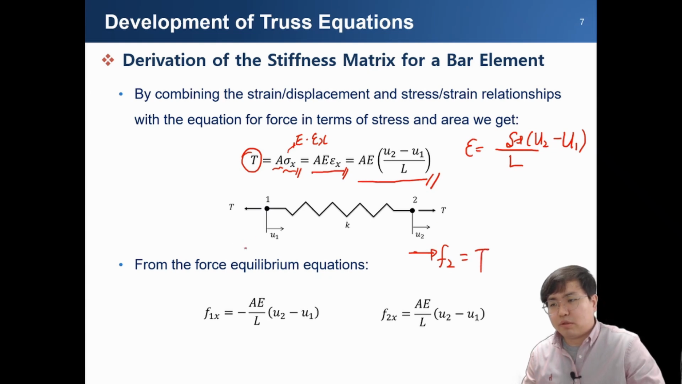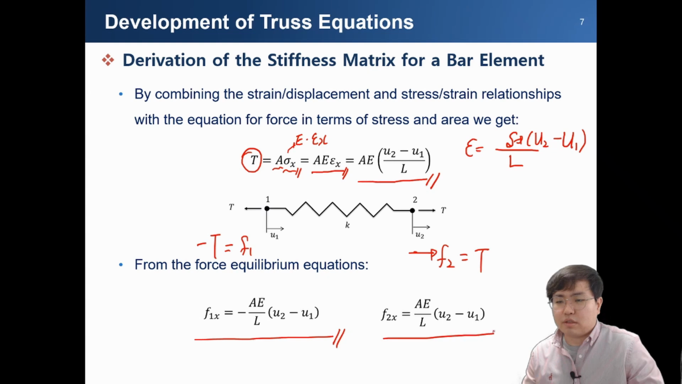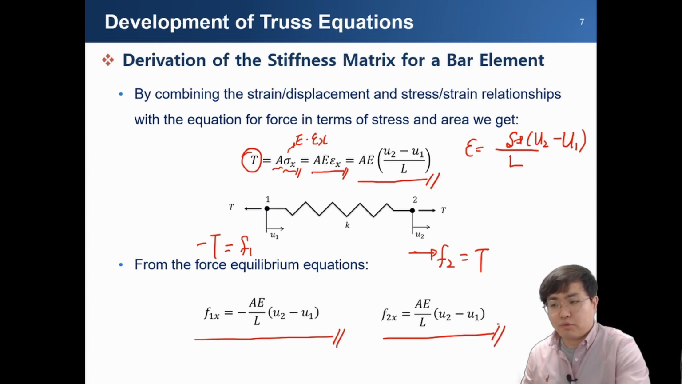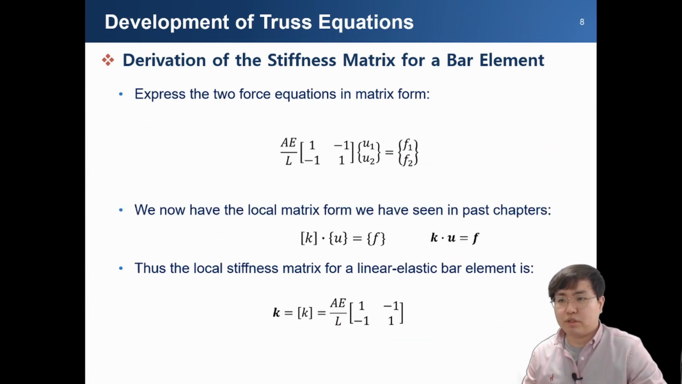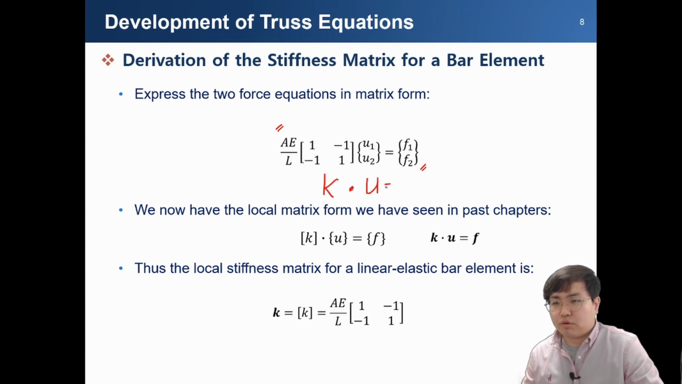However, F1 has the opposite sign of T, so that the force equilibrium looks like this. And then we have two linear algebraic equations. We can easily combine or transform them to the matrix form. Here this equation is equal to Ku equal to F. In here, K is the local stiffness matrix of the truss element.